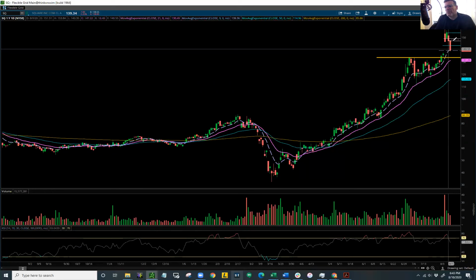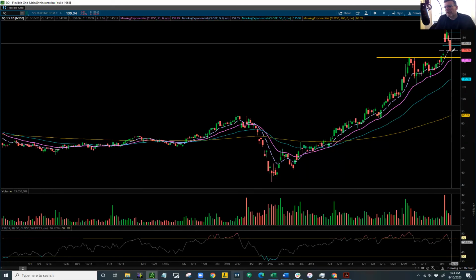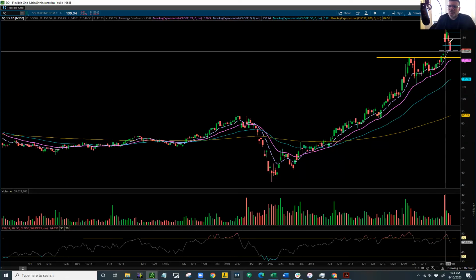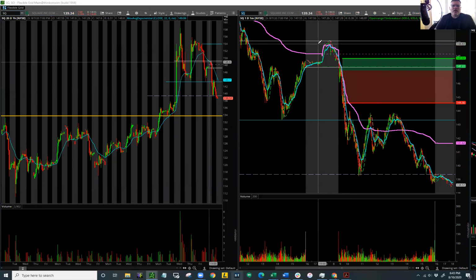And so Square was one of those stocks on my thesis that was going to possibly pull back and fill this gap. It didn't fill it quite to the T, but it filled it pretty nicely. So it was a good win from the thesis. Now, how do we trade it?